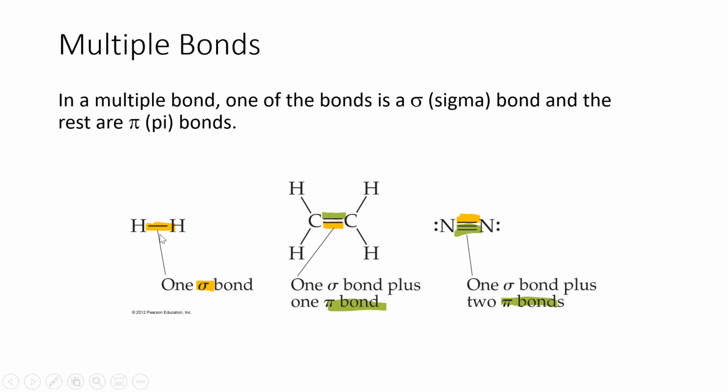So if you have a single bond, it's just one sigma bond. A double is one sigma and one pi. A triple bond is one sigma and two pi bonds.